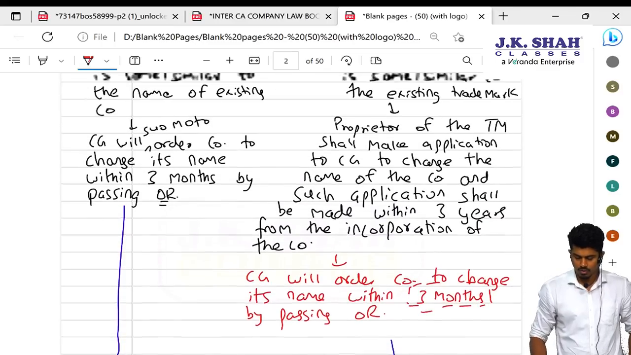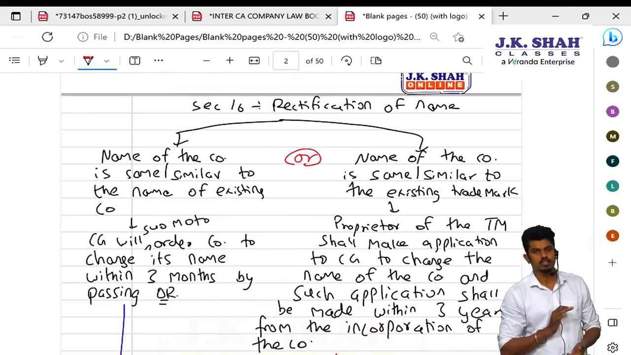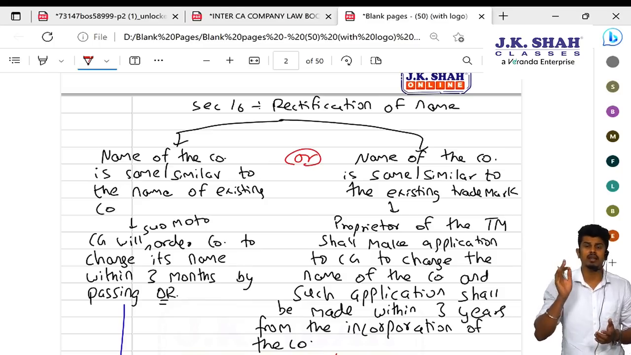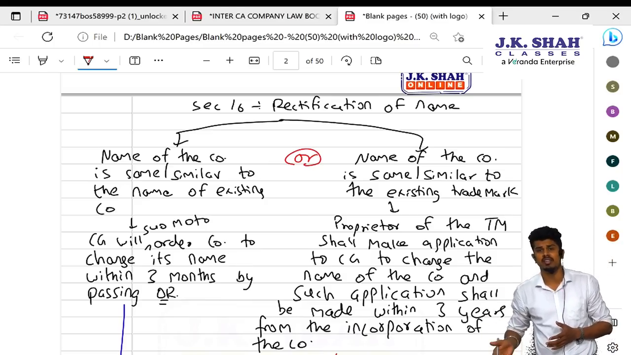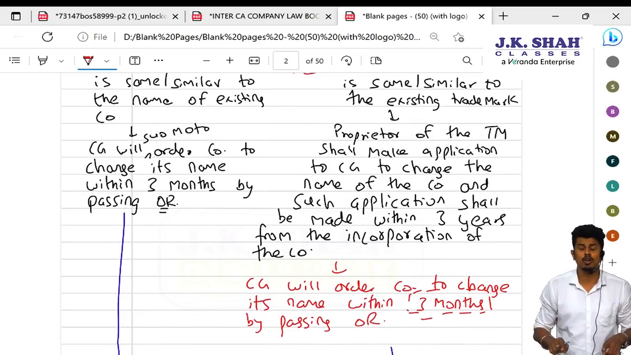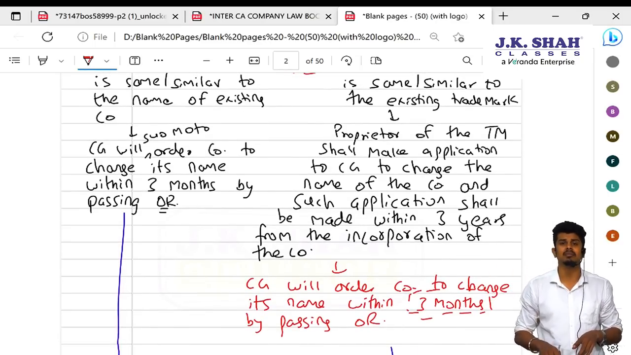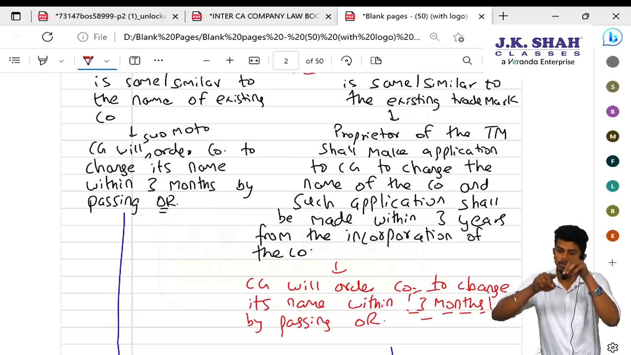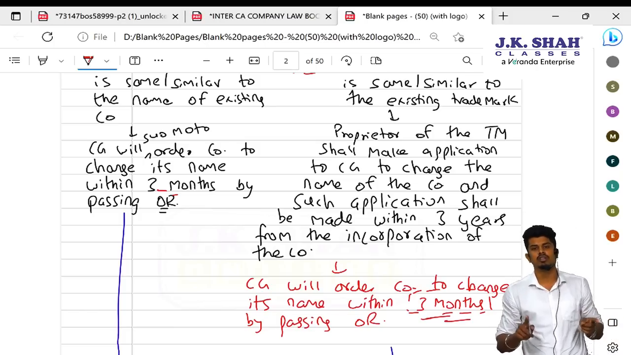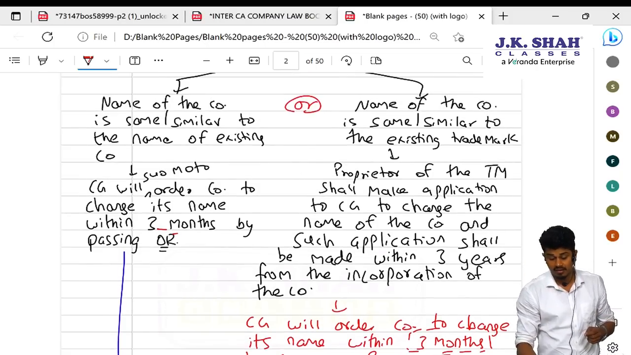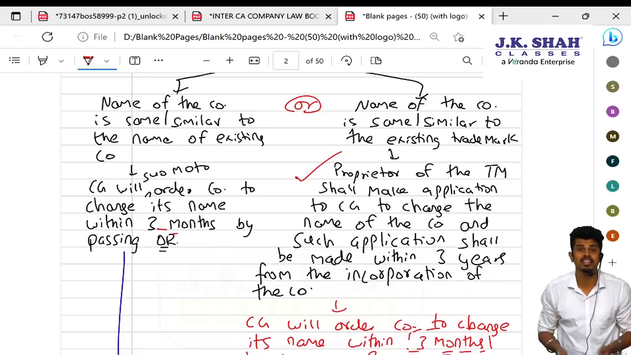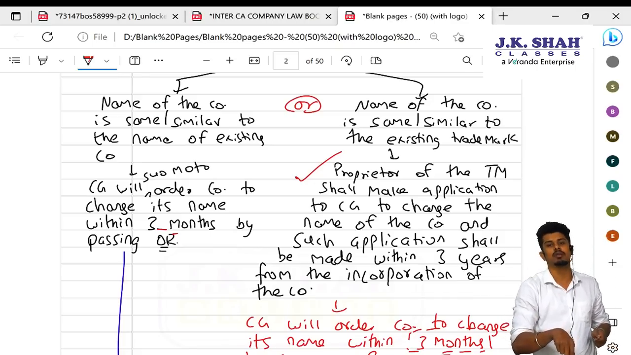Correct? So what does section 16 talk about? Rectification of name. If the name of my company is similar to the name of an existing company, or if the name of my company is similar to the trademark of any other person, so in that particular case, they will make application to central government, and central government will direct me to change my name within 3 months. It is 3 months on both sides, 3 months here also, 3 months here also. And by passing which resolution? Ordinary resolution. But in case of trademark, the owner of the trademark should make application against my company within how many years? 3 years from my incorporation.